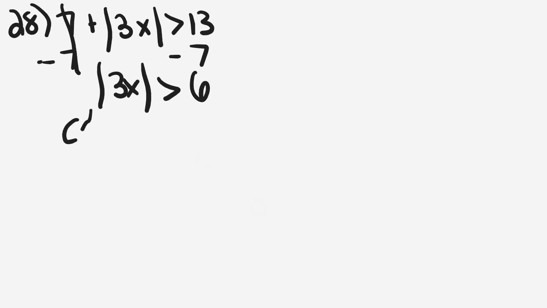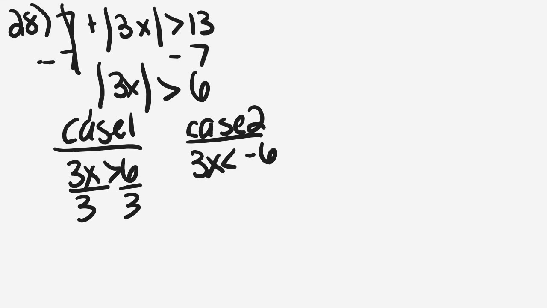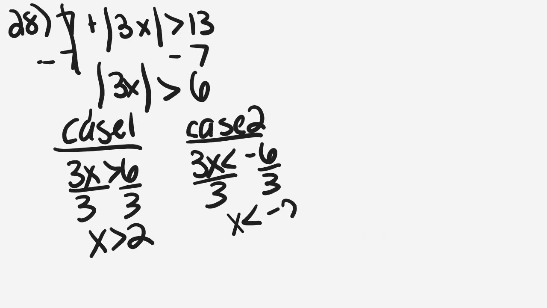We can have our cases. Case 1 is the positive version, so 3x greater than 6, nothing changes. And case 2 is 3x less than negative 6. We change the sign on that 6, so we switch the alligator. Divide by 3, divide by 3. We get x greater than 2 over here. Divide by 3, divide by 3. We get x less than negative 2 over here.